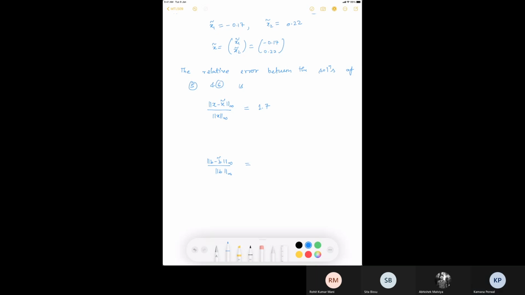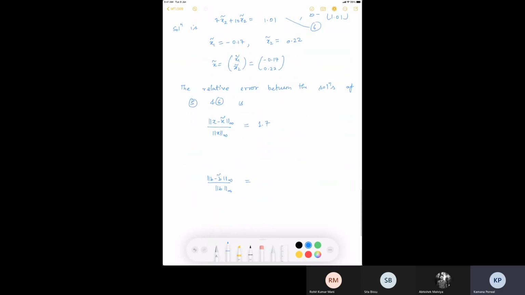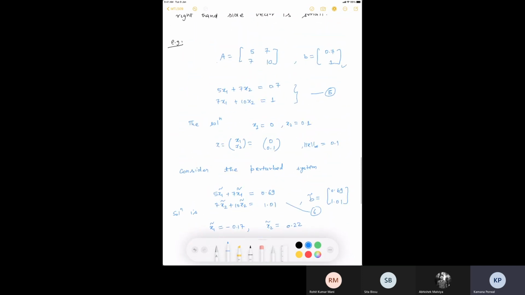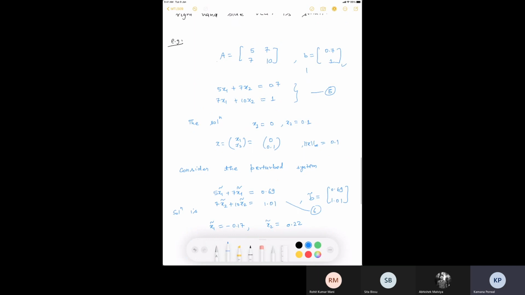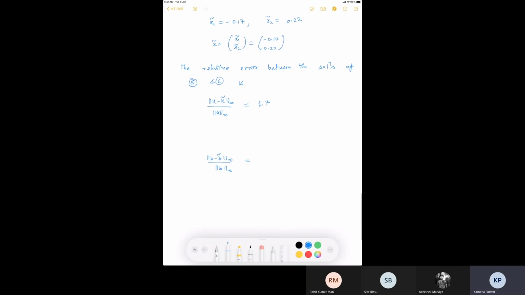So we have that the difference b minus b tilde is 0.01, right? And the norm of b is nothing but 1, and the norm of b minus b tilde is going to be 0.01. So this is going to be 0.01, right?